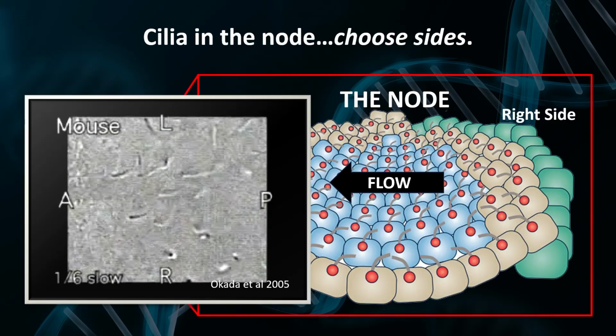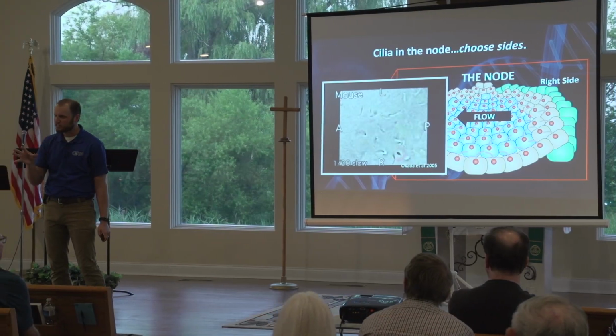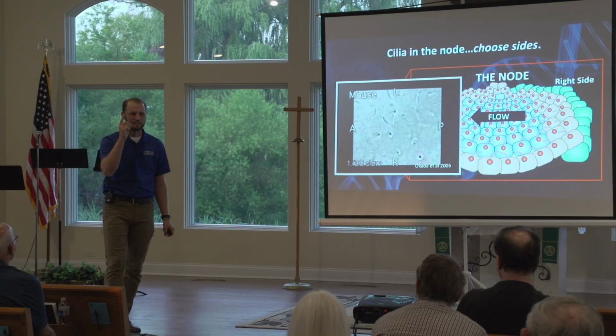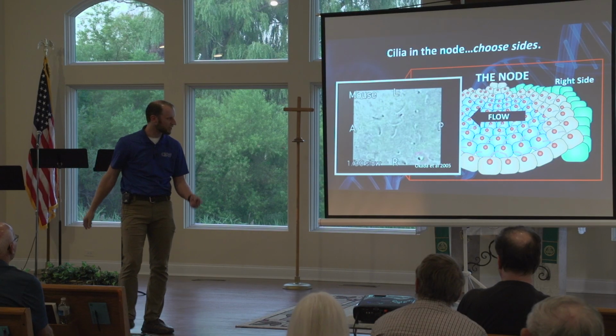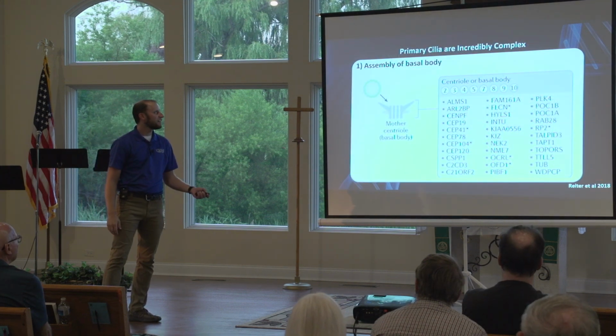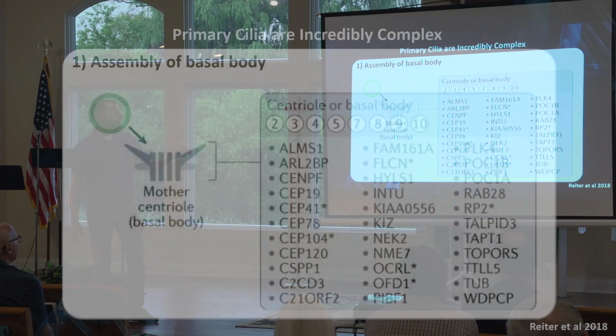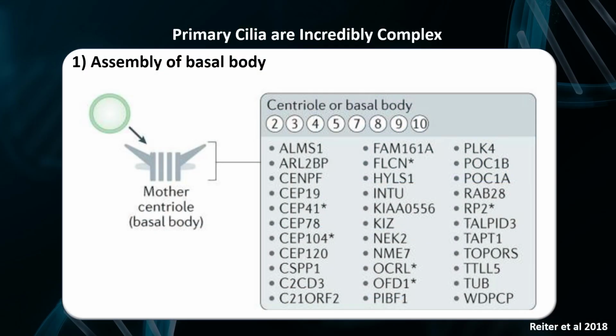Here's the incredible thing. How many genes do you think are involved in making these primary cilia? Let's look. So it's a pretty involved process. It involves many steps. Here's step number 1, the formation of this mother centriole and the assembly of what's called a basal body. These are all the genes and proteins that are involved in that step. There's the one that we were studying, just one of them.